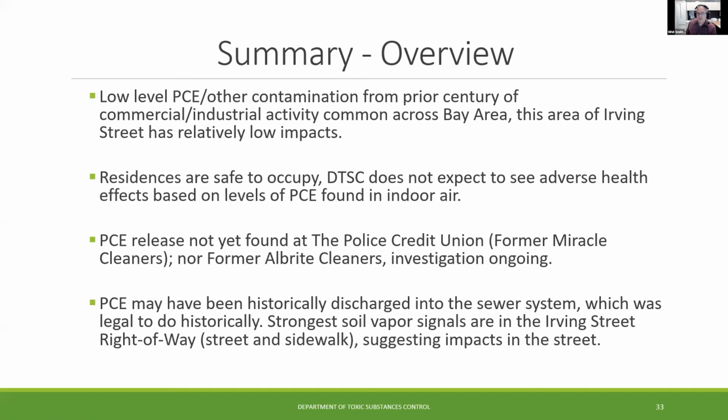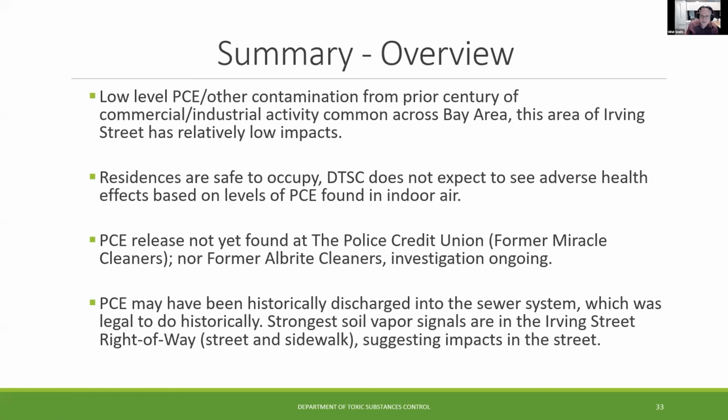So low-level PCE and other types of contamination from a prior century of commercial and in some cases industrial activities in neighborhoods is common across the Bay Area. This area of Irving Street actually has relatively low concentrations compared to what we see in many communities: West Berkeley, West Oakland, West Richmond, other parts of San Francisco. These residences are safe to occupy right now, including sensitive receptors like the elderly and children.